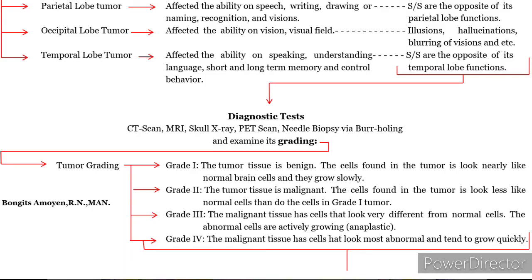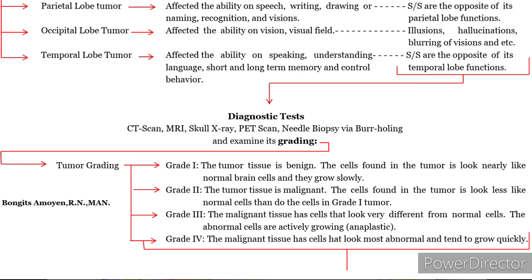The diagnostic tests are CT scan, MRI, skull X-ray, PET scan, biopsy via burr hole, and examining the tumor grading. Grade 1 tumor. The tissue is benign. The cells found in the tumor look nearly like normal brain cells and they grow slowly. Grade 2. The tumor tissue is malignant. The cells found in the tumor look less like normal cells than do the cells in a grade 1 tumor.